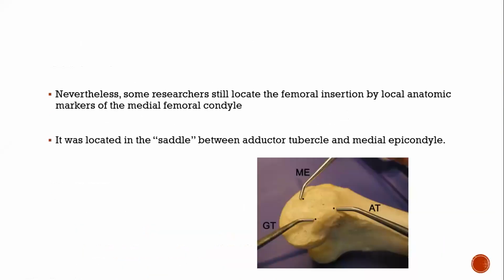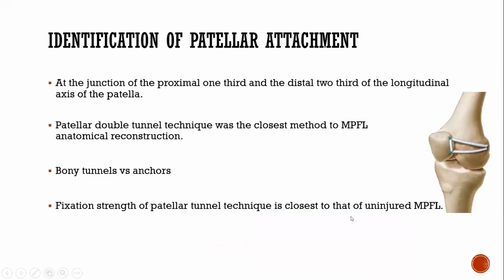However, few researchers still locate the femoral insertion by local anatomical markers of the medial femoral condyle, and it is the saddle between the adductor tubercle and the medial epicondyle. Now, coming to identification of patellar attachment, it is usually the junction of the proximal one-third and distal two-thirds of the longitudinal axis of the patella. Patellar double tunnel technique is the closest method to MPFL anatomical reconstruction.